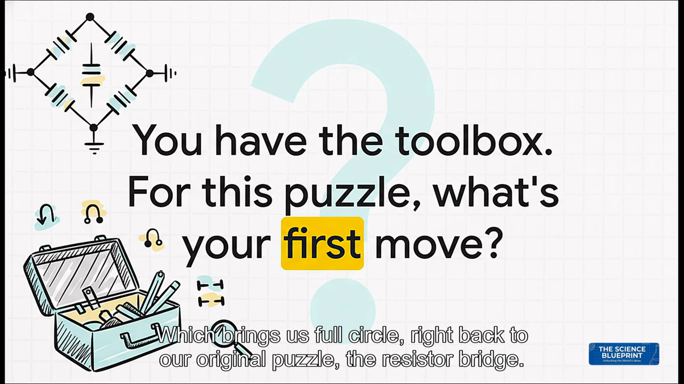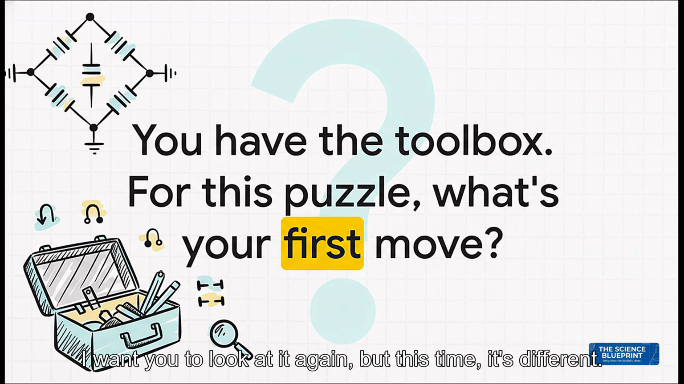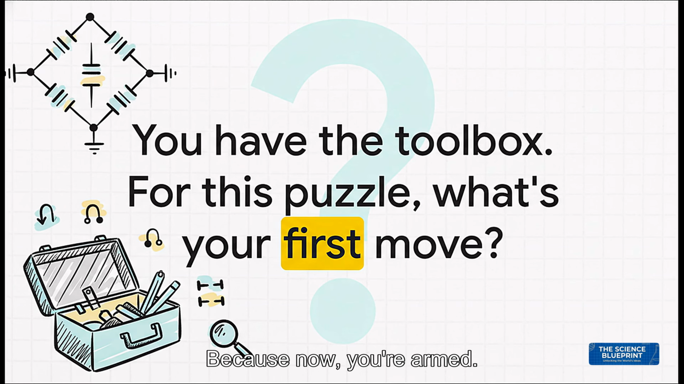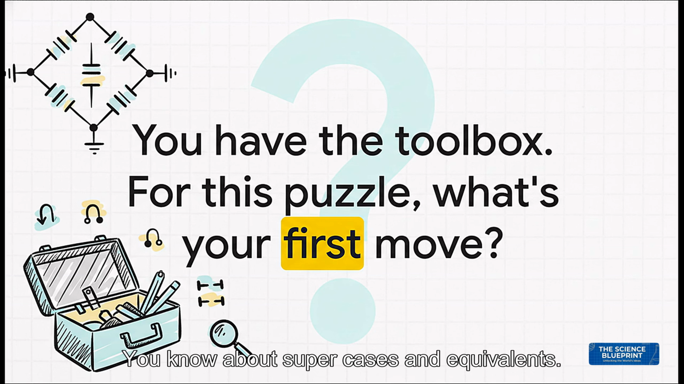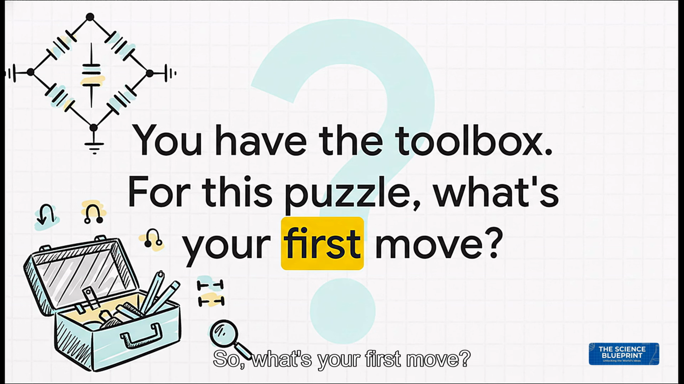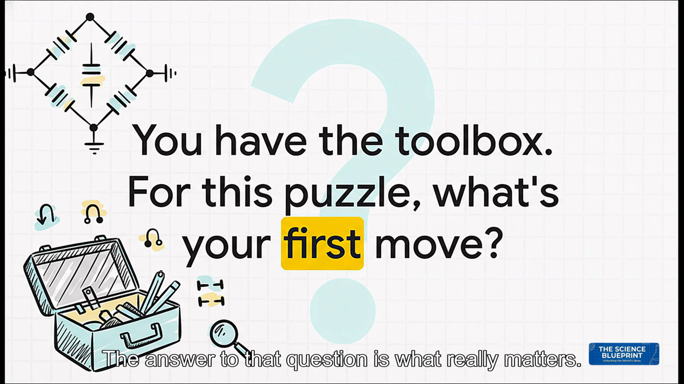Which brings us full circle, right back to our original puzzle, the resistor bridge. I want you to look at it again, but this time it's different, because now you're armed. You have a full toolbox. You know Kirchhoff's laws, you've got mesh and nodal analysis, you know about supercases and equivalents. So what's your first move? Which tool do you reach for? The answer to that question is what really matters.